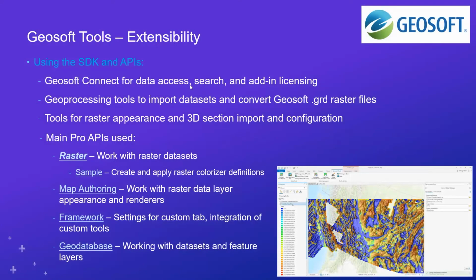Okay, so next, the map authoring API. The team did work with raster data layer appearance and renderers. And the framework, the team also set up a custom tab for their controls and how you would manage the workflow there, and showed how you can integrate a series of different custom tools on that custom tab. Finally, the team did also work with the Geodatabase API, working with different data sets and feature layers.